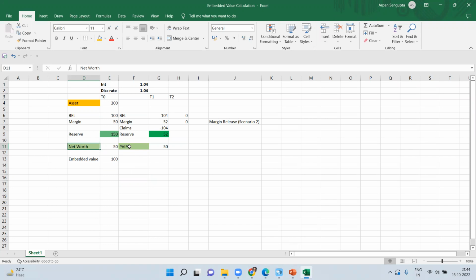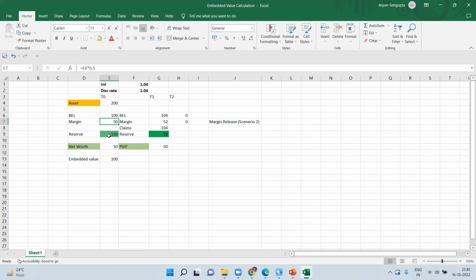So what is your net worth? Net worth is you have total asset of 200, say, okay, and you have best estimate liability, which is written here as well, of 100, say, and you are calculating margin as 100 into 50%. 50% of your BEL will be margin. So this is just an assumption that I've taken. There are n number of ways you can calculate the margin, right? So I'm just taking a simple example, and that's why this is a simple assumption.